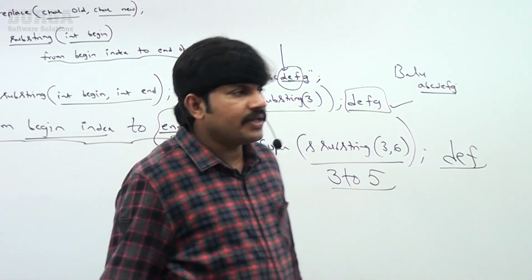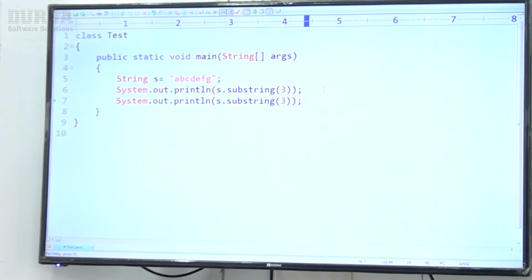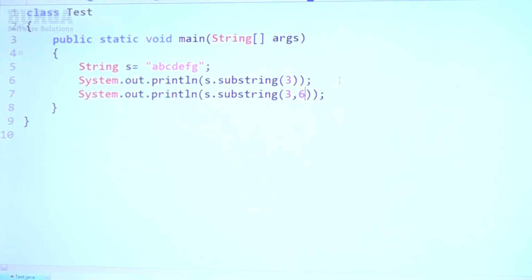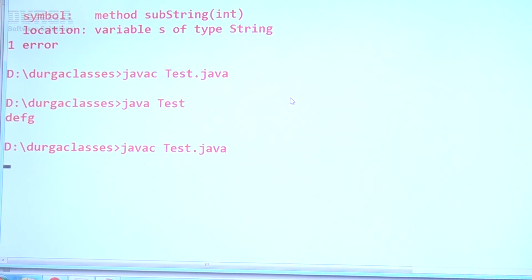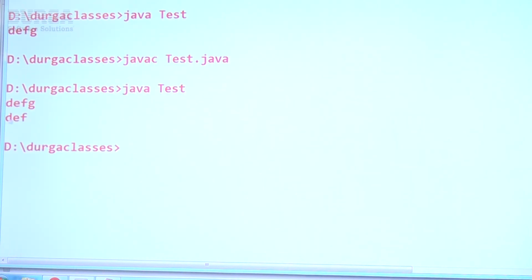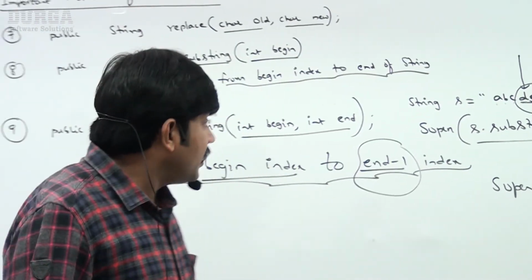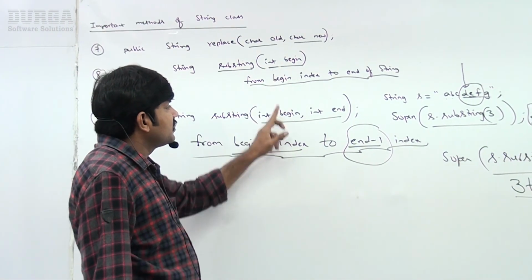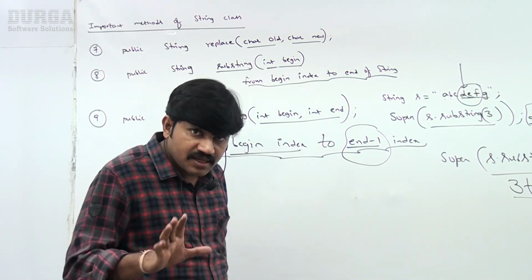Now have a look once, observe. s.substring(3, 6) I am taking. 3, 6 means 3 to 5 only. What answer are we going to get, sir? The second answer is DEF. So how many substring methods are available? There are two substring methods available. One has only one argument, and the second one has two arguments, right? That's all about the substring methods. Is the clarity there?